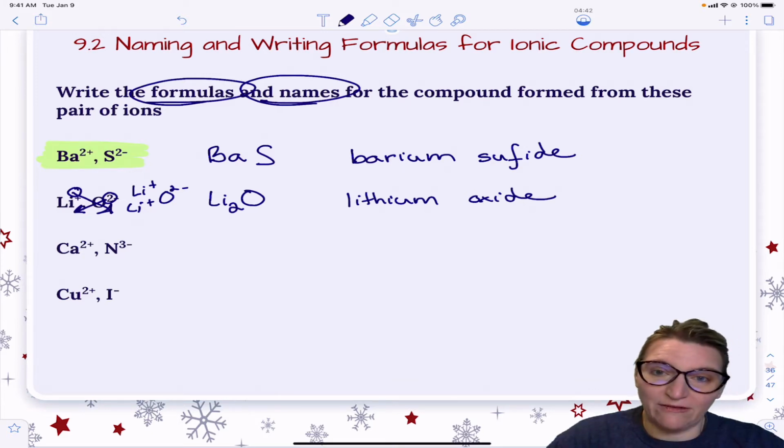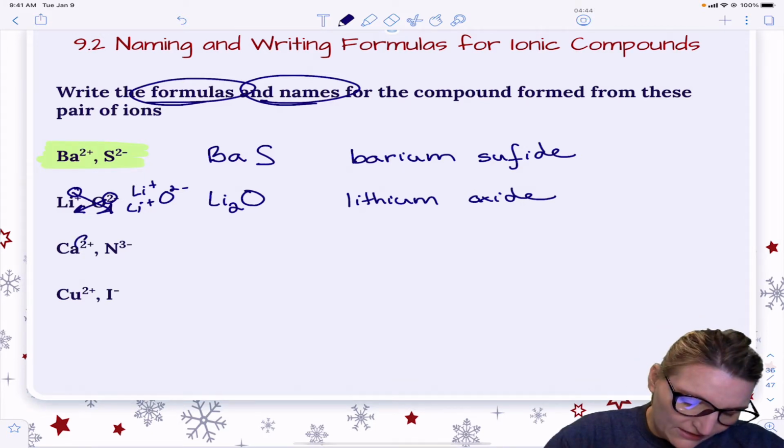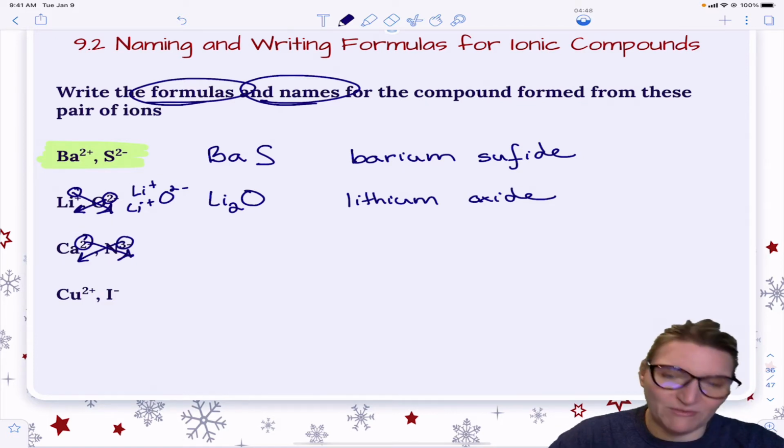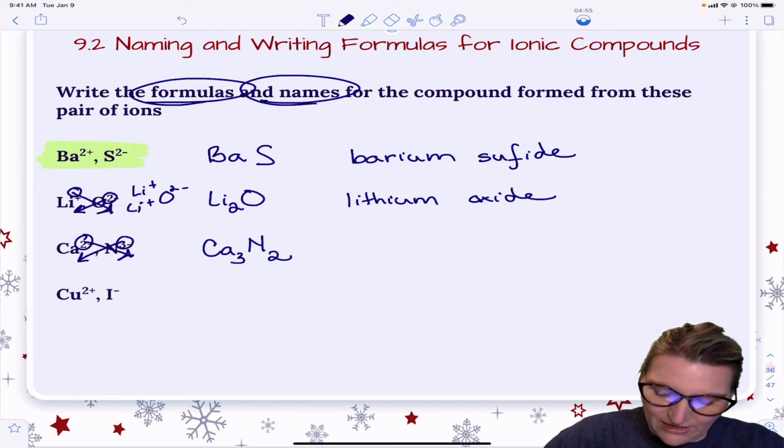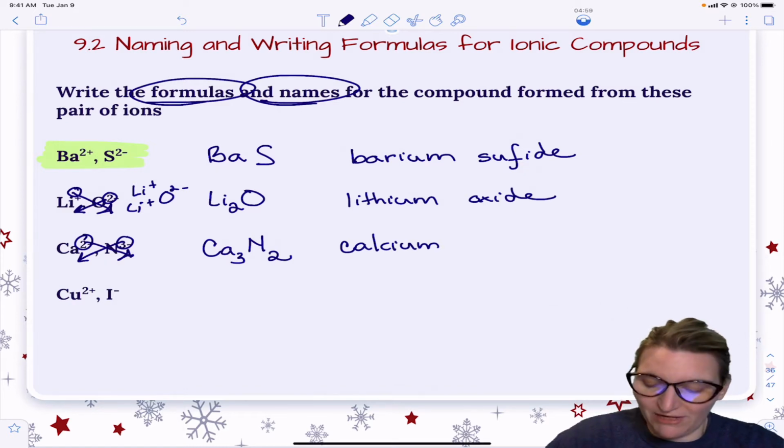And then we just name the first guy, lithium, and then oxide, right? This is calcium and nitrogen. The 2 becomes the subscript down here. The 3 becomes the subscript down there. So this is Ca3N2, and we just name the first guy calcium, and then nitrogen becomes nitride.